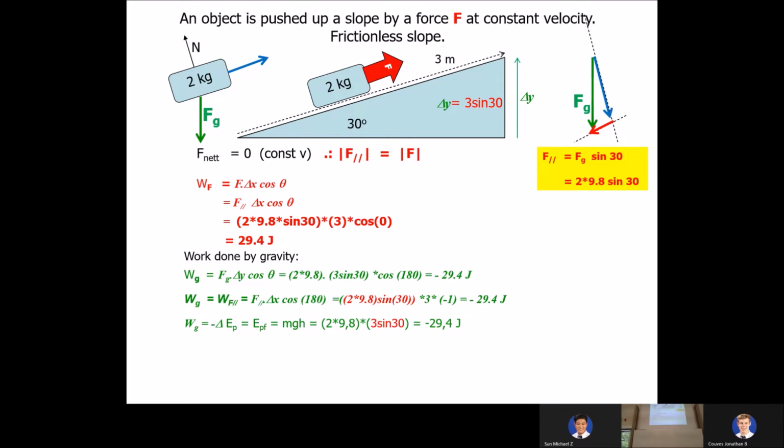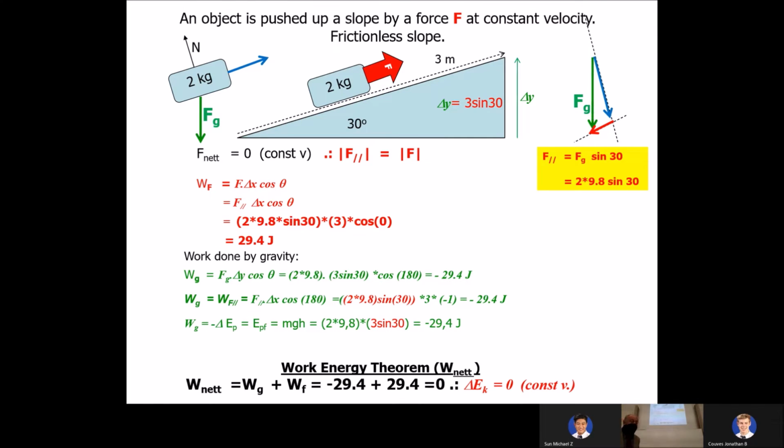Now there's a subtle difference here. The work done by gravity is different to the work done against gravity. They're equal and opposite. Okay? The work done against gravity would be 29.4 joules. That's the work done against gravity. The work done by gravity is minus 29.4 joules.